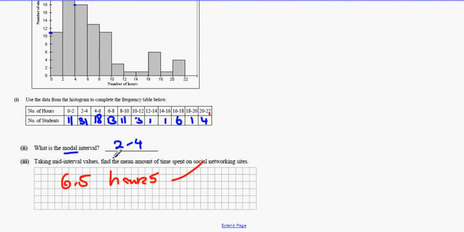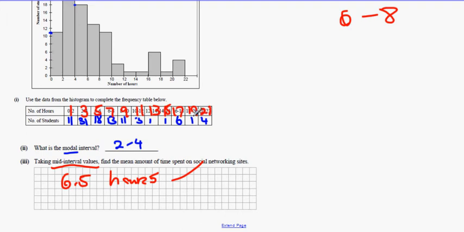Take mid-interval times. Find the mean of the time spent on a social networking site. You need to know what mid-interval means. The first interval is 0 to 2. What's the middle of that? 1. The next one's 2 to 4. What's the middle of that? 3. Then 5. Do you know the easy way to do it? If you have an interval 6 to 8, add them together and divide by 2. 6 plus 8 is 14. 14 divided by 2 is 7. So 7, 9, 11, 13, 15, 17, 19 and 21.